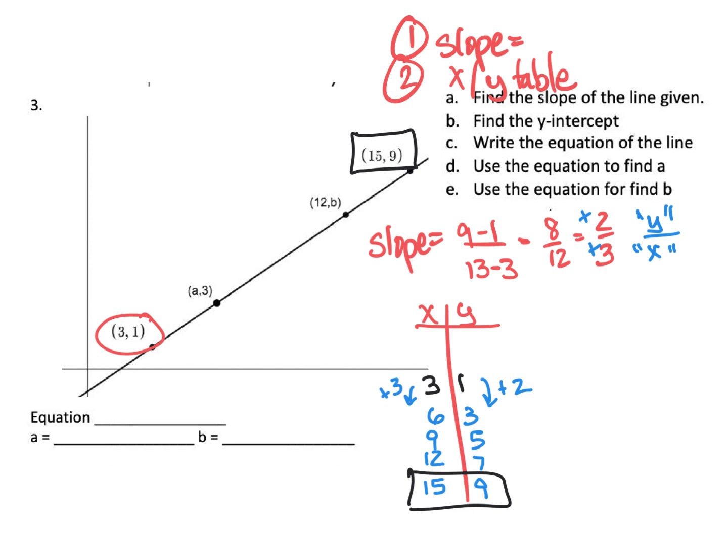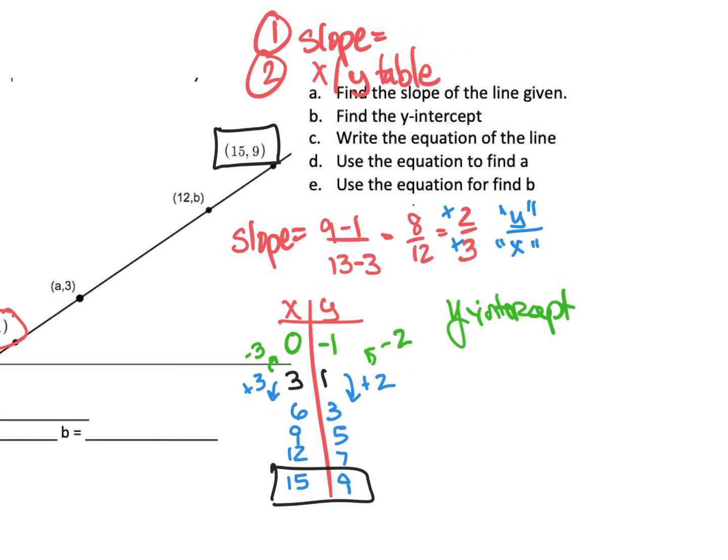Next, we want to find when our x is 0. So go backwards on this table and see if you've done it correctly. So pause, do that, and then come back to me. If we go backwards, we're going to minus off 3. 3 minus 3 is 0. Go backwards, minus 2. 1 minus 2 is negative 1. So the y-intercept equals negative 1.